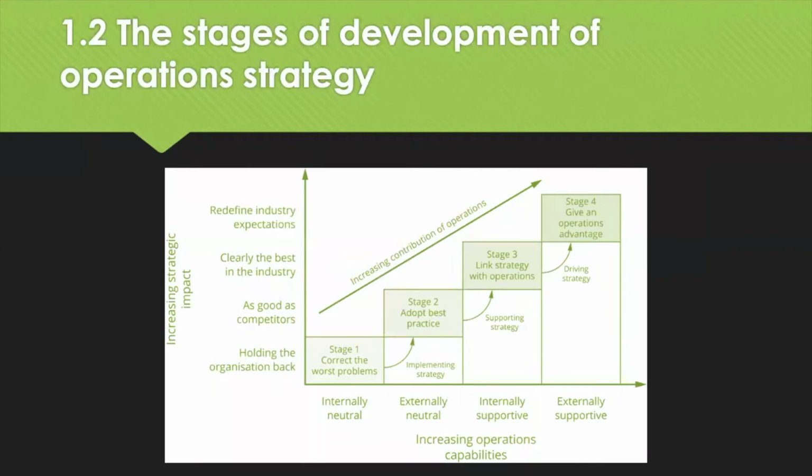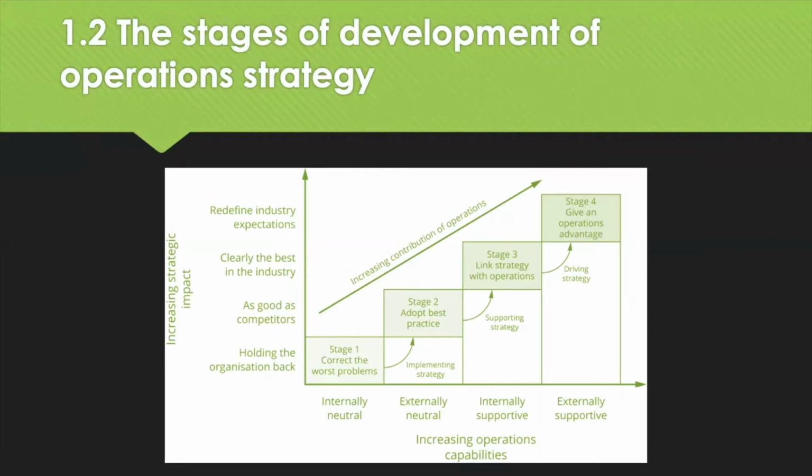The Hayes and Wheelwright four-stage model summarises the contribution of operations functions from providing support to driving the strategy at a high level. So the four stages is firstly internal neutrality. This is where the operation function makes a minimal contribution to the overall corporate strategy, and other functional areas think it prevents the organisation from competing effectively.